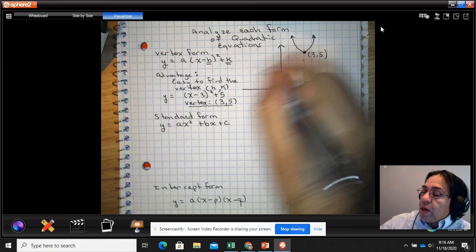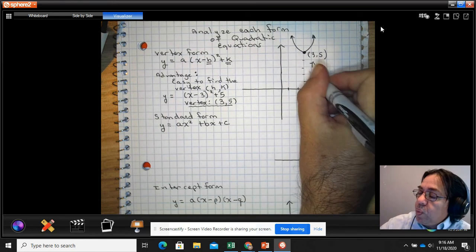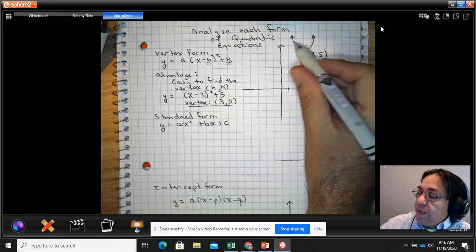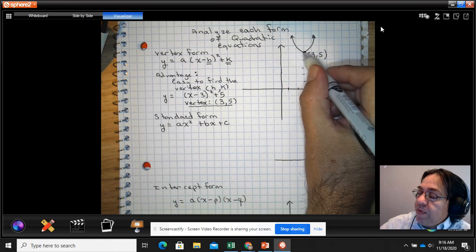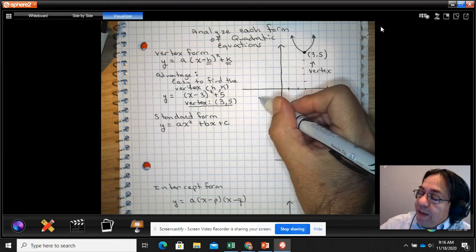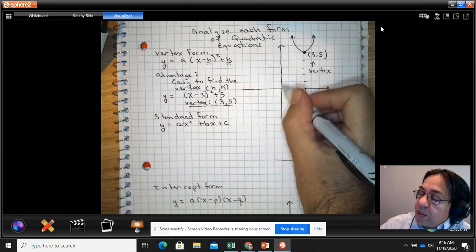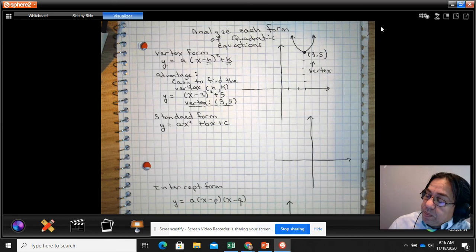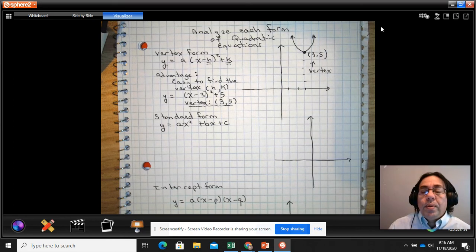And that's what it's talking about. Where is that value where you have a bottom value, the minimum value? Or if it's a parabola that concaves down, what's the maximum value for a concave down? Any questions on that one?